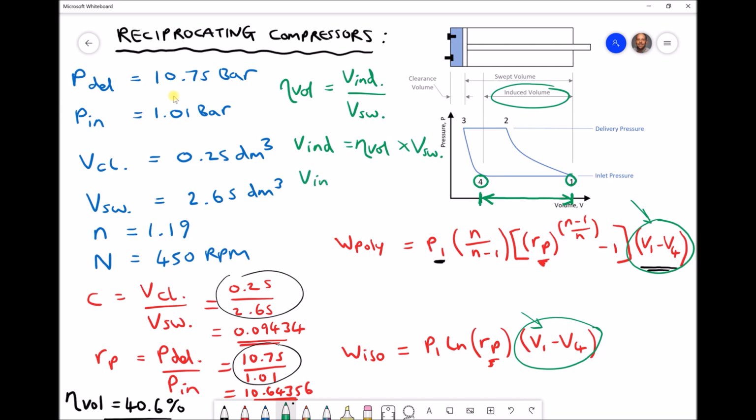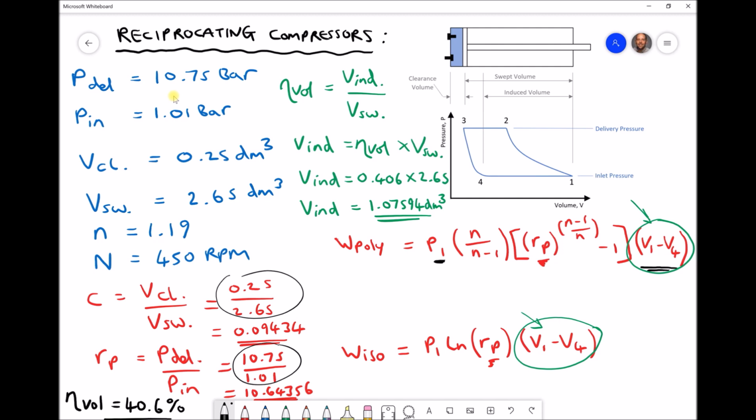V in then is our volumetric efficiency as a decimal, 0.406, times our swept volume of 2.65. Note that at this stage I'm still working in decimeters cubed, giving us an induced volume equal to 1.07594 decimeters cubed. As we can see there, our induced volume is under half our swept volume. So the volume that we're drawing into the cylinder is only 40% of the swept volume of that cylinder.